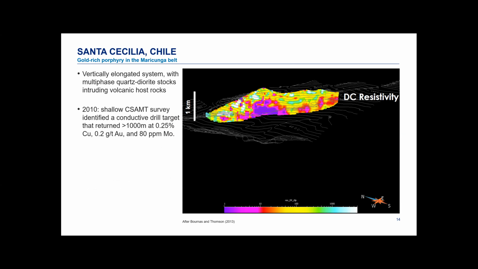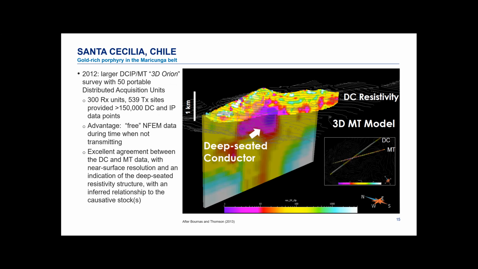The next example is Santa Cecilia in Chile, and this is an example of a 3D EM survey. Or sorry, a 3D resistivity survey and a subsequent survey, but I'm showing this because it really highlights the story. But this is the DC, so it was a vertically elongated system, multi-phase quartz diorite stocks, intruding volcanic host. In 2010, there was a shallow CSAMT survey that identified a conductive drill target, so that had some grades that were of interest in follow-up.